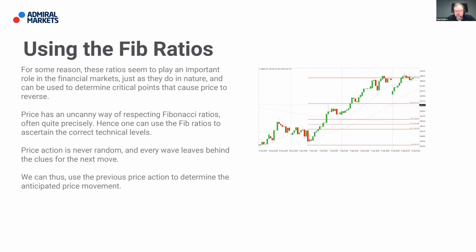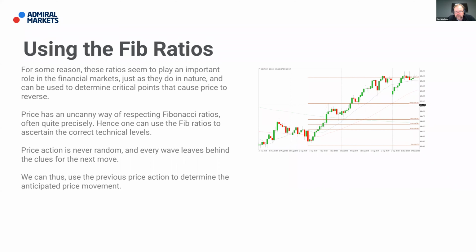But how do we use these ratios? How do we understand what's going on? Well, for some reason, these ratios seem to play an important role in the financial markets, just as they do in nature, and can be used to determine critical points that cause price to reverse. So actually, Fib ratios become self-fulfilling prophecies within the financial markets. That becomes very useful information around which we can build ourselves a simple trade plan.